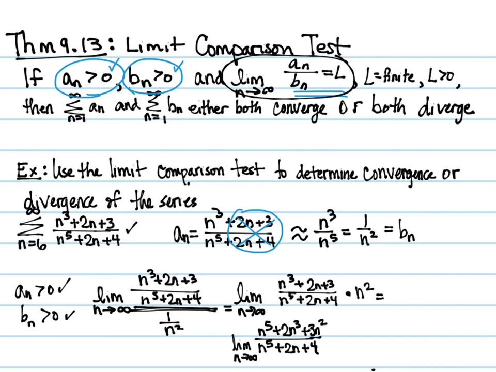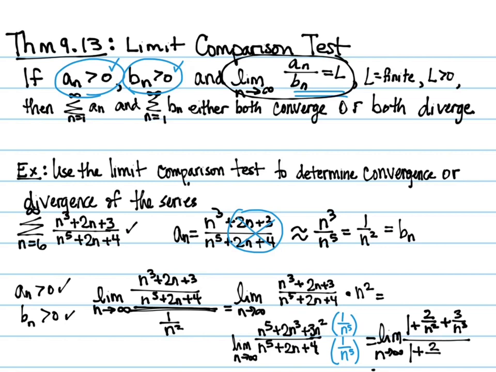Yep. Okay, so what we would actually be doing then is multiplying by 1 over n to the 5th, twice. And this would give me the limit as n goes to infinity of 1 plus 2 over n squared plus 3 over n cubed over 1 plus 2 over n to the 4th plus 4 over n to the 5th. Yeah, and they all go to 0.